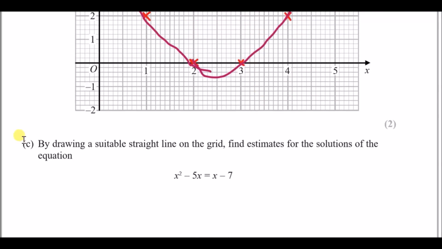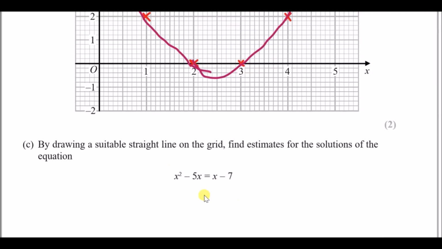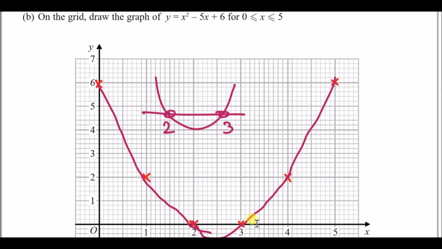Okay, next. Okay, let's look at part C now. So by drawing a suitable straight line, it's going to be a straight line, on the grid, find estimates for the solutions of this equation. Now you're probably thinking, where's this coming from? You could solve this using, I don't know, simultaneous equations or the quadratic formula, but what I want you to do is somehow relate it to this curve.